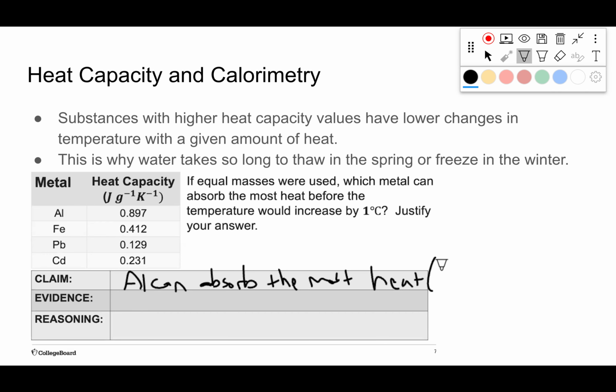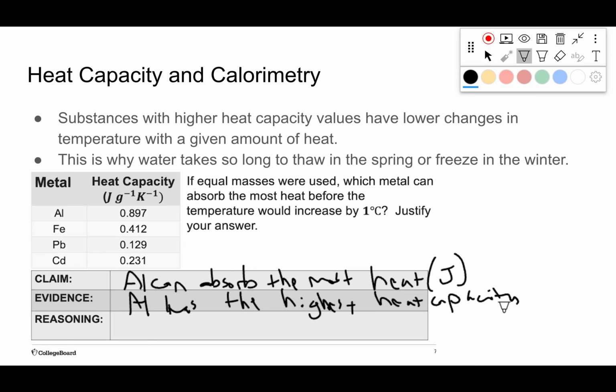And heat is going to be measured in that unit of a joule. My evidence is because aluminum has the highest heat capacity. Up here, it's going to take 0.897 joules per every gram Kelvin.